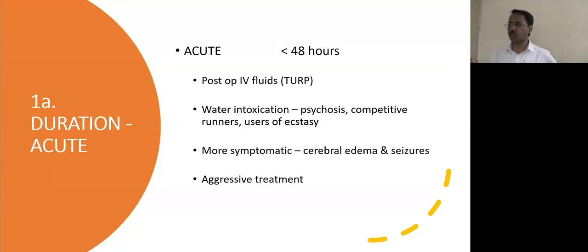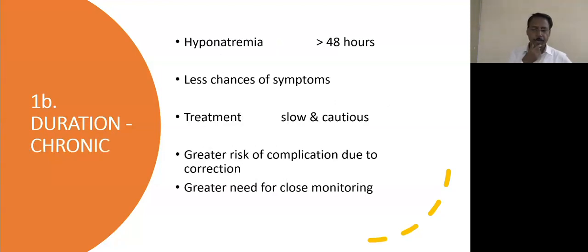But in acute, you won't have any problems. So just have to keep all these principles right in our mind, that if there's an acute drop within 48 hours, they are symptomatic and they need to be treated aggressively. In chronic, any hyponatremia more than 48 hours, there will be less chance of symptoms because the body tries to adjust to those changes. Treatment has to be slow and cautious.